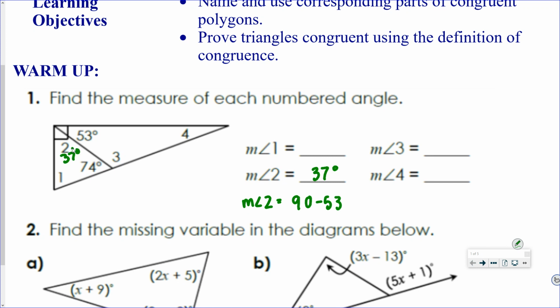That's 37 degrees. So then we can find angle 1, because obviously this little triangle in here, those angle measures have to total 180. So for angle 1, I did 180 minus 74 minus 37. 69 degrees for angle 1.